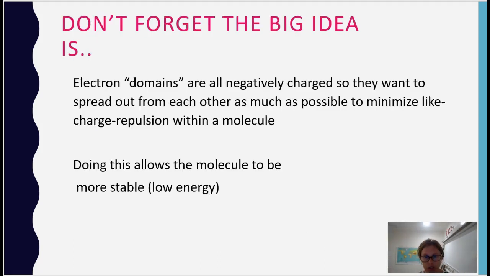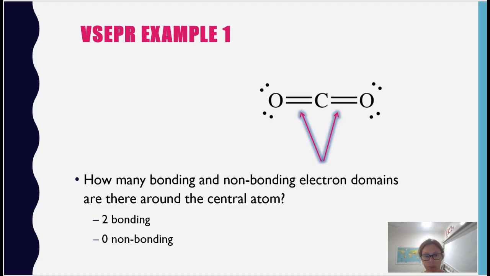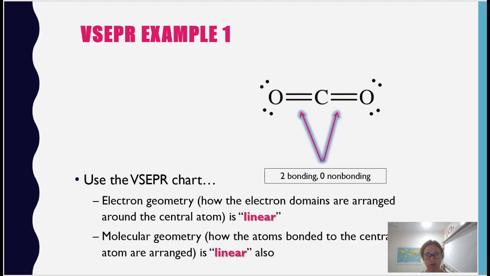So our electron domains are all negatively charged. They want to spread out as far away as they can, and that makes it much more stable. So let's look at some examples quickly. How many bonding and non-bonding are there? 2 bonding, 0 non-bonding. So what does that mean?